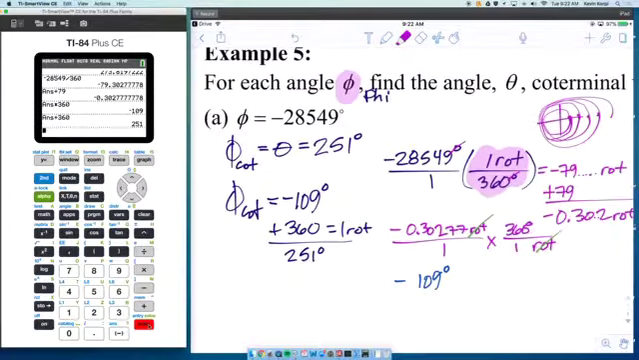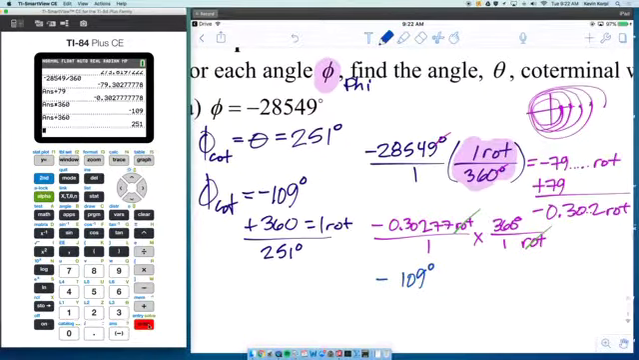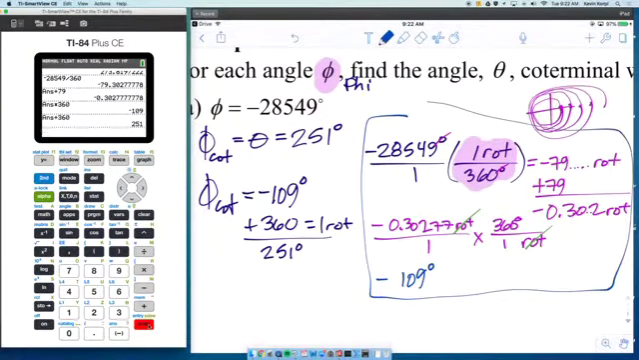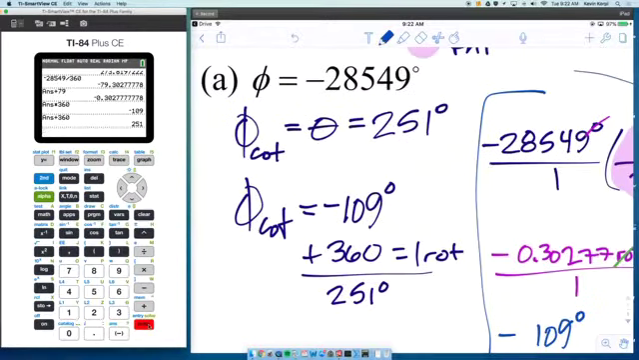No. I don't really, I mean, if you want to show this, this is great, but you don't have to show that. I would be happy if you just knew how to do that and just showed 251. Now, there are times where I am going to expect to see the stoichiometric conversions, but that's coming up later when we study angular velocity and stuff like that.